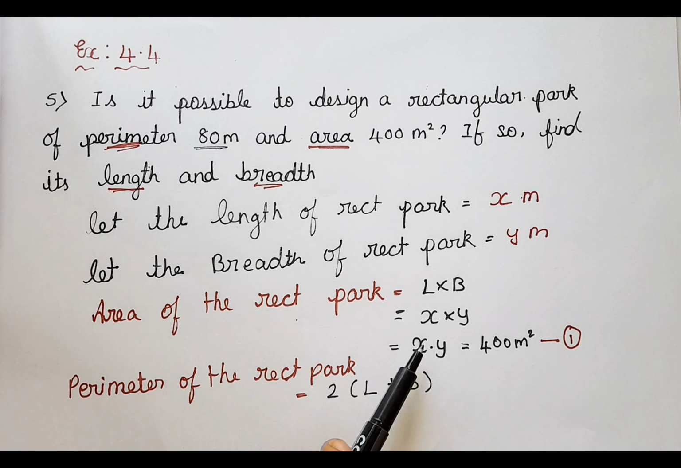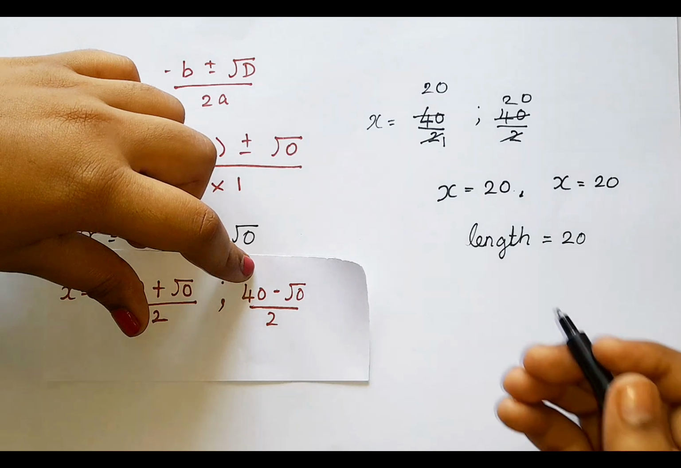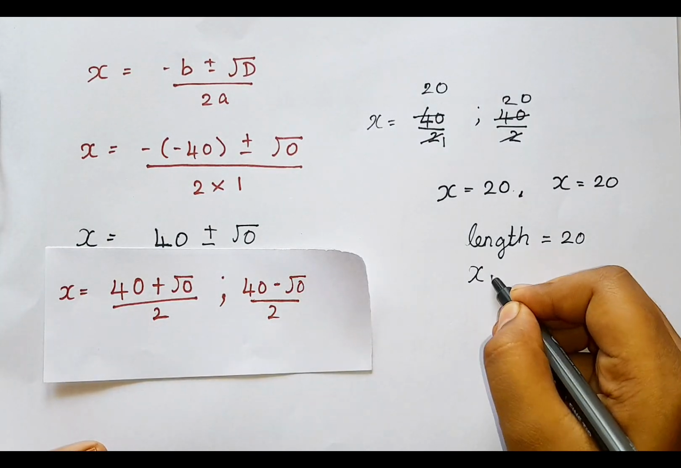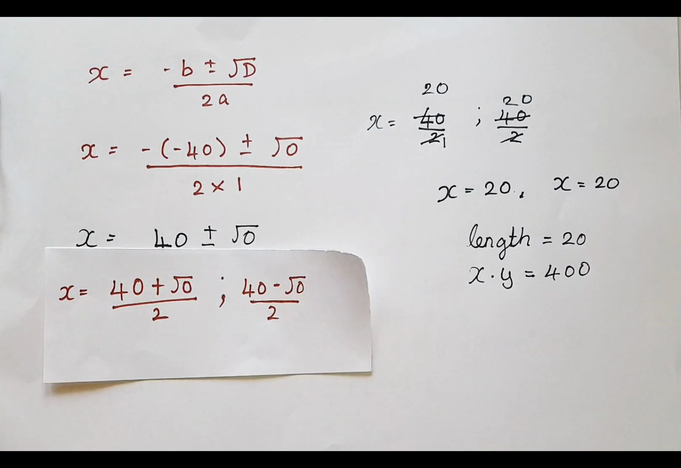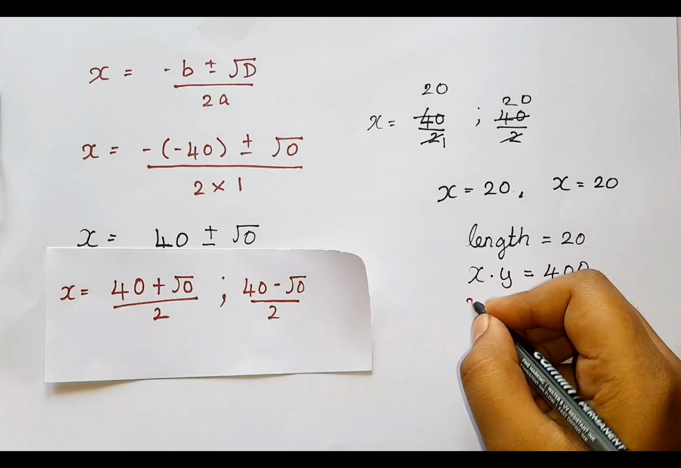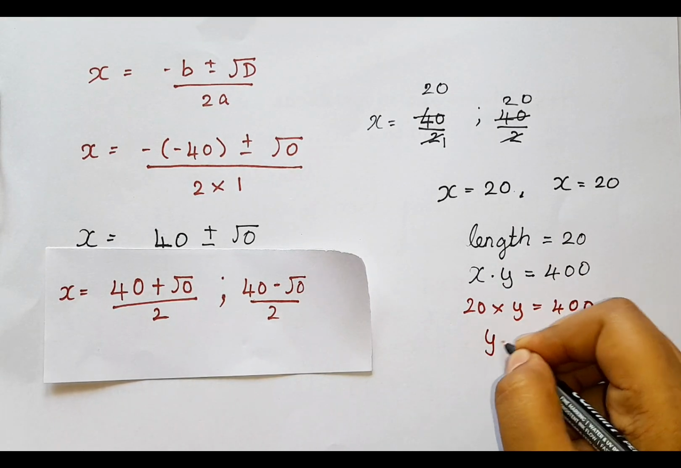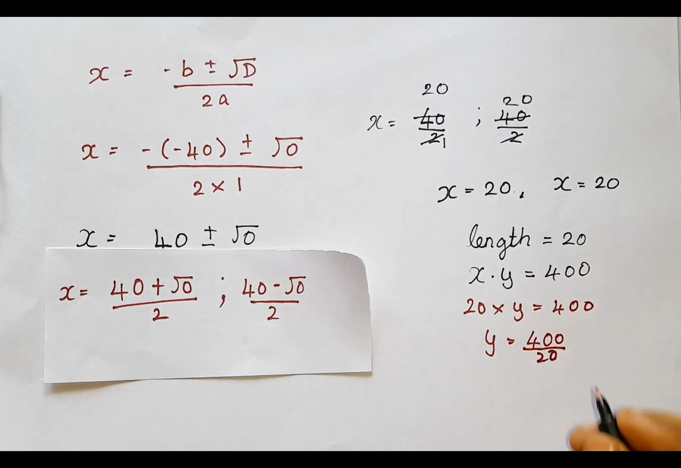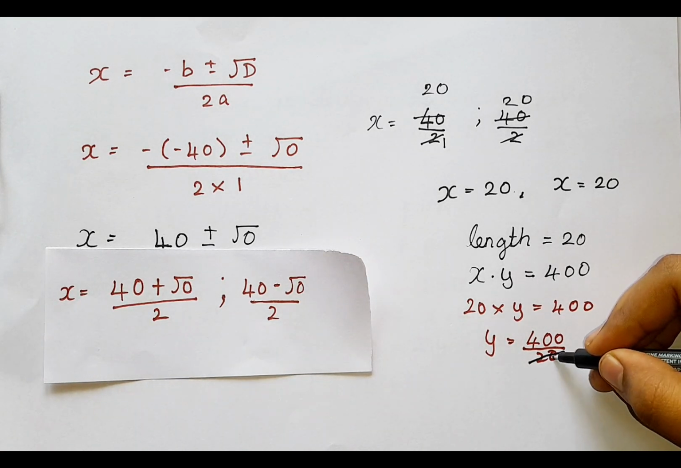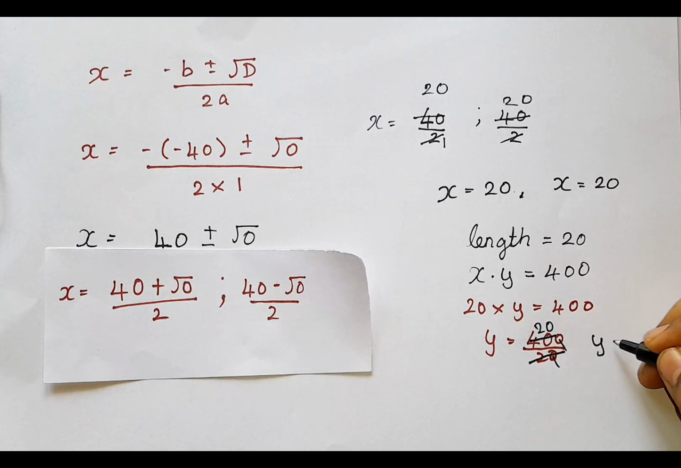Okay, so here I'm going to substitute the x value, that is 20. According to the formula, x into y is equal to 400. So 20 into y is equal to 400. So y is equal to, since it is in multiplication, here it will become division. Now we can cancel the zeros first itself. 2 2s are 4, 0. So the y value we got is 20.